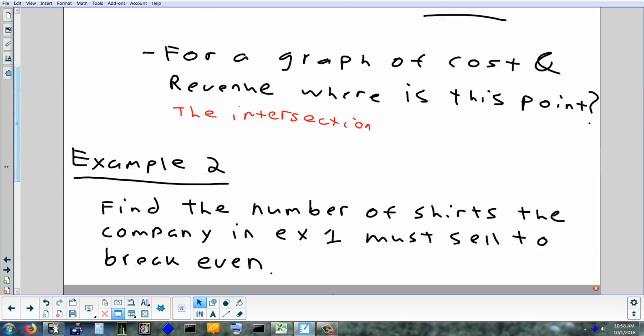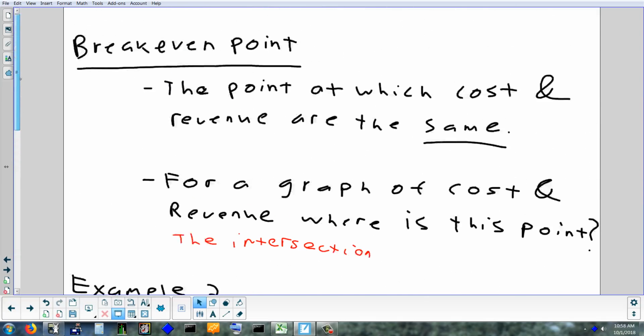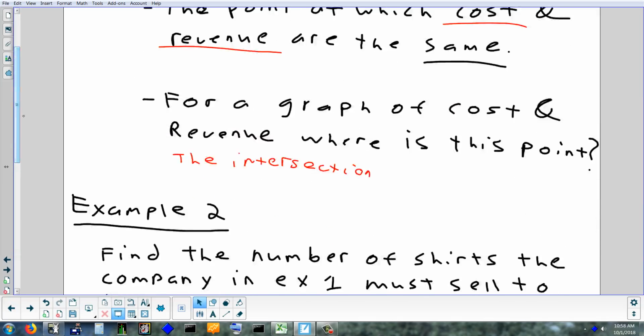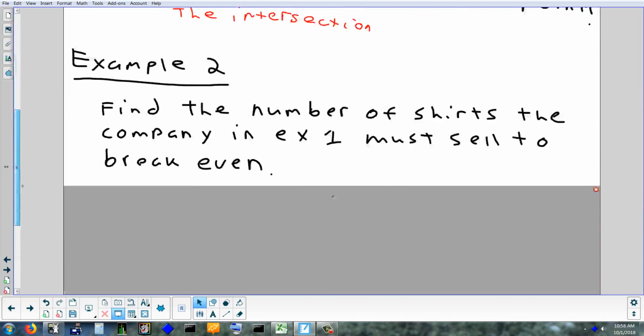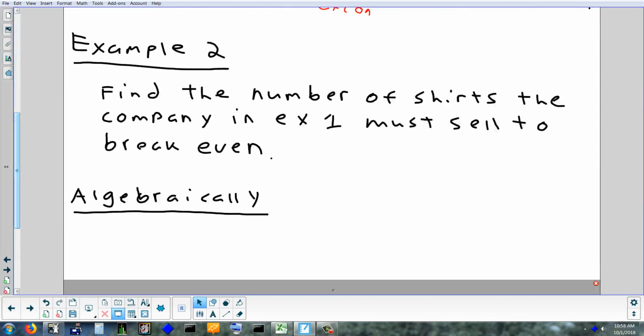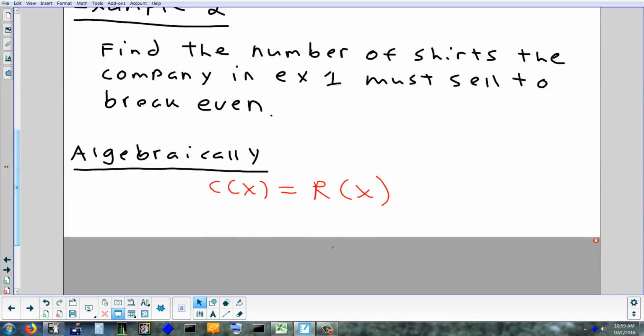And we'll do it two ways. One way I'll do it with algebra. The other way I'll do it with the graphing calculator. So break-even point. Cost equals revenue. That's the break-even point. Cost and revenue are the same. So algebraically, what that means is this. Cost equals revenue. Let's just look up what our formulas were on the other page for cost and revenue.